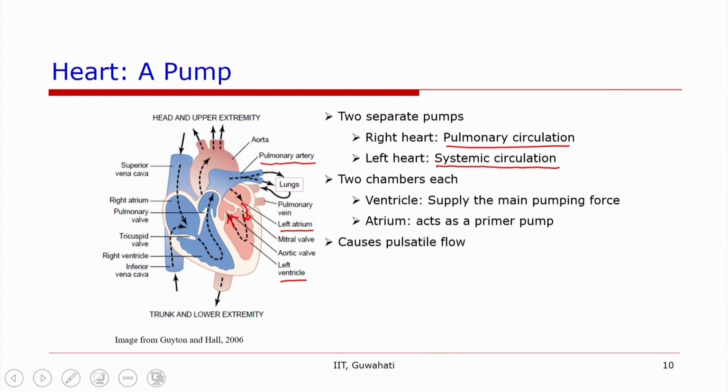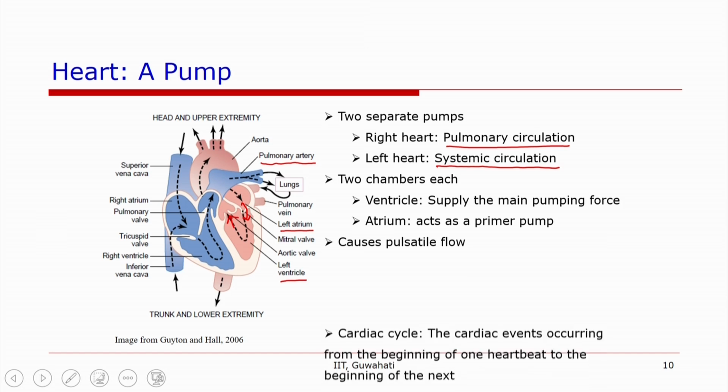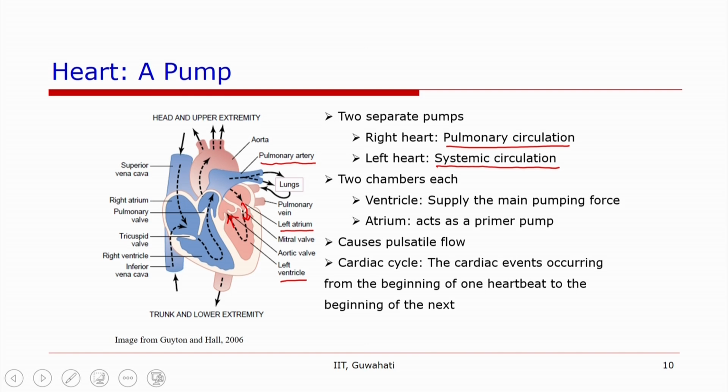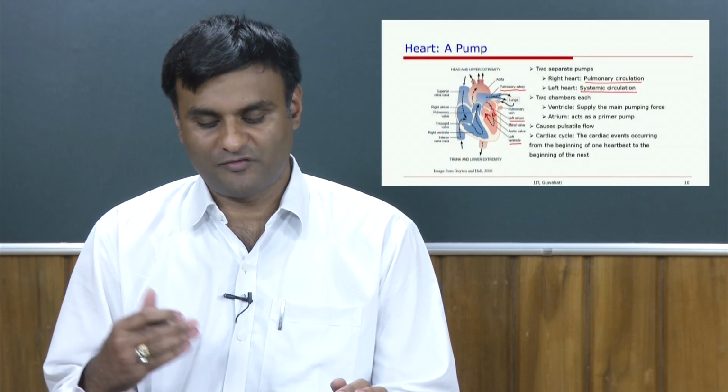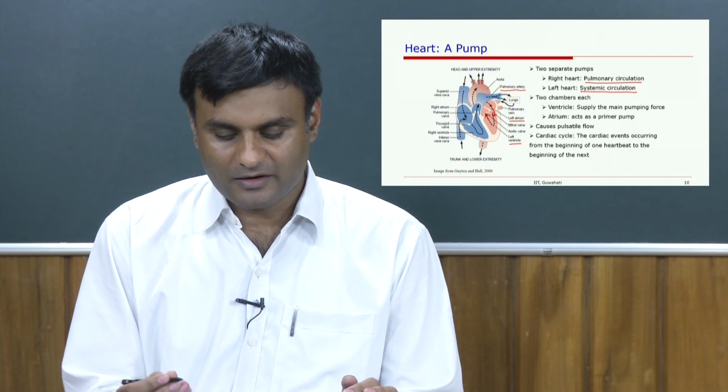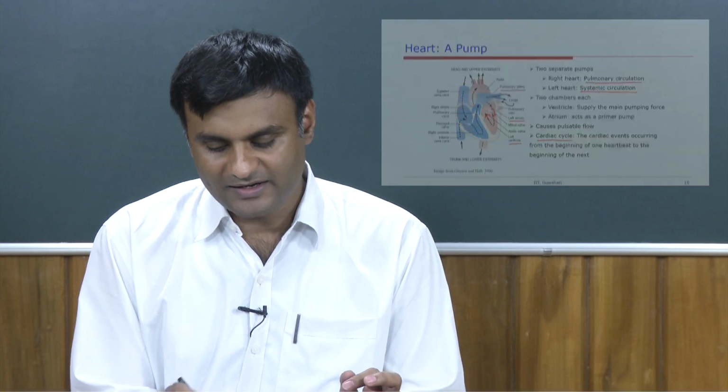So, the first component: in the heart there are two pumps in series, and each pump has two parts. One, the atrium, acts as a primer pump, and the ventricle provides the main pumping force, and this is a pulsatile flow. It oscillates, or varies periodically, and one cycle is known as the cardiac cycle.